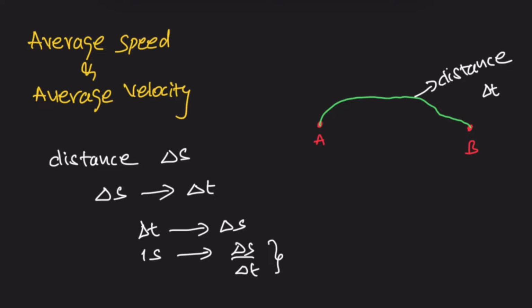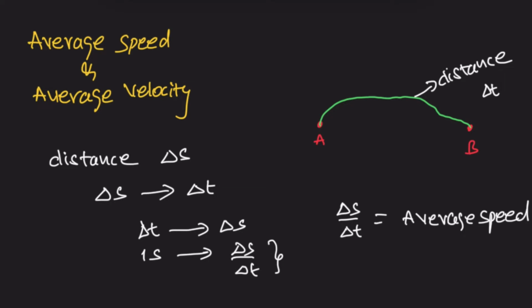So some distance is covered in a particular time. That distance is covered by a body in 1 second. So that is delta s by delta t, which is said to be the average speed. So here delta s by delta t is the average speed.